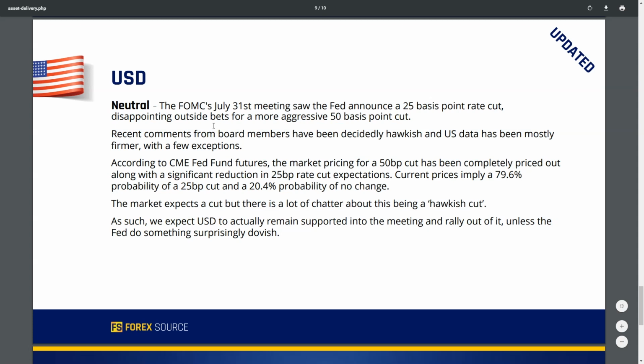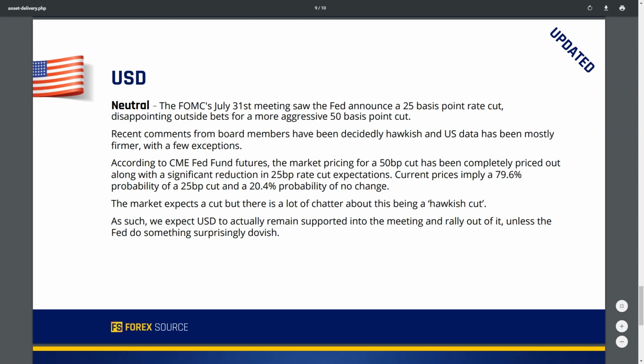So we saw that the FOMC at the July 31st meeting had that 25 basis point rate cut. Now that actually disappointed the markets because they were looking for a more aggressive 50 basis point cut. We also had recent comments from Fed members that came across a little bit more hawkish than the markets were expecting, with a few exceptions here and there. And according to CME Fed Funds Futures, the markets are completely pricing out the possibility of a 50 basis point cut, which is very important. There's also been a little bit of a reduction in the 25 basis point expectations. Current prices imply an 80% probability of a 25 basis point cut and a 20% probability of no change.